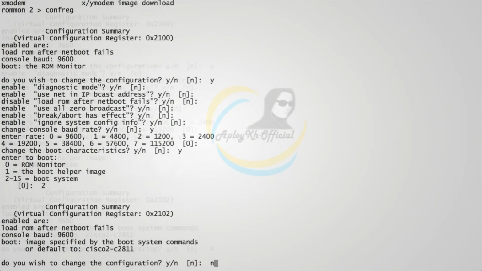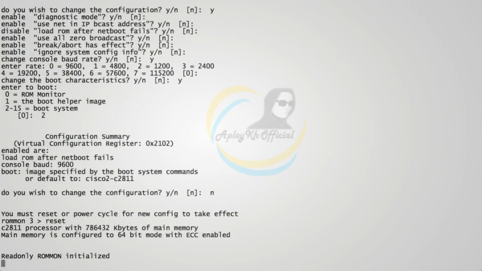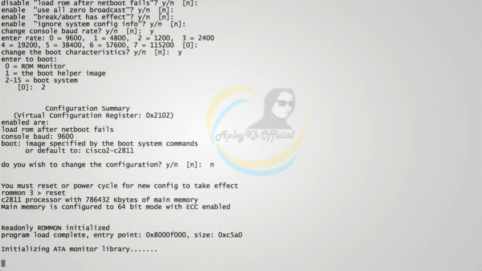I do not want to change the configuration anymore. I'm going to do a reset. And when I do that, the router is going to boot back up. This time it is going to be paying attention to the configuration that it has in NVRAM. So it's going to be back to the way it was when we began.